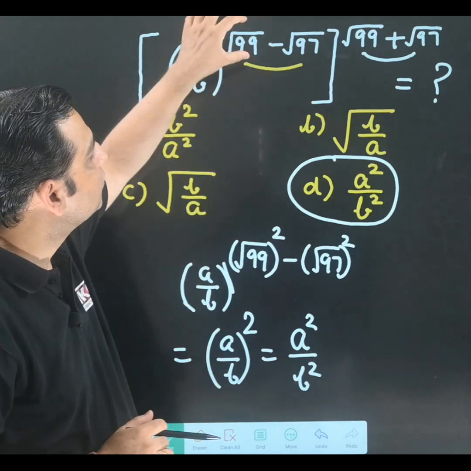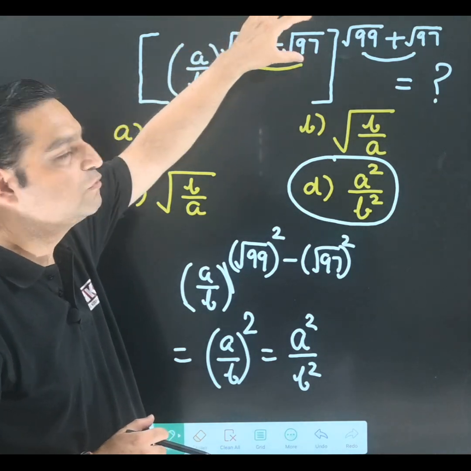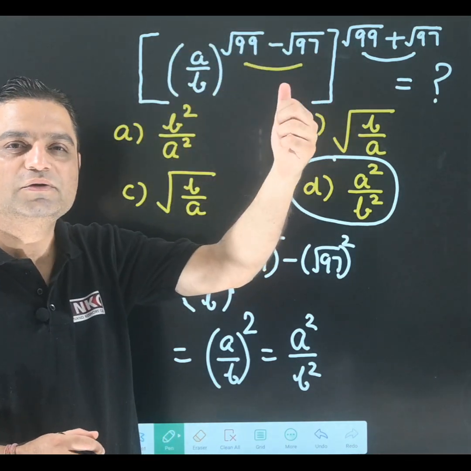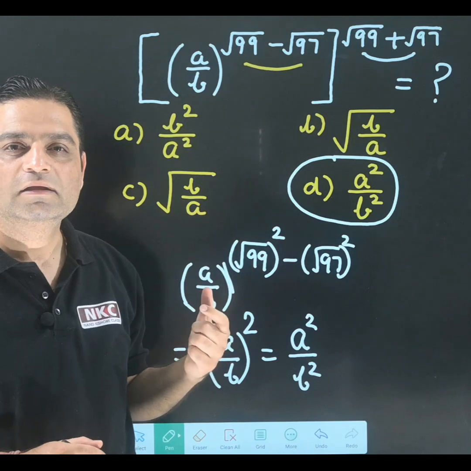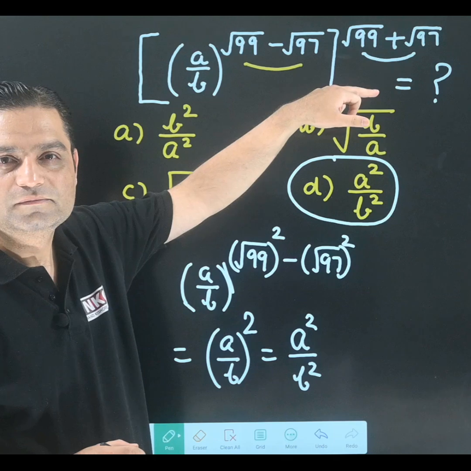Usually whenever this type of difficult question comes, some exponents would be there, and some pattern would be forming. Like here we have found that it is a minus b whole square.